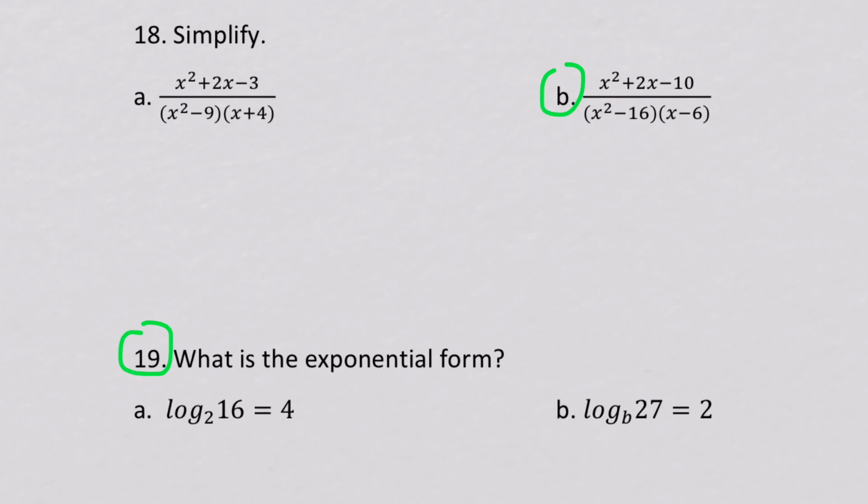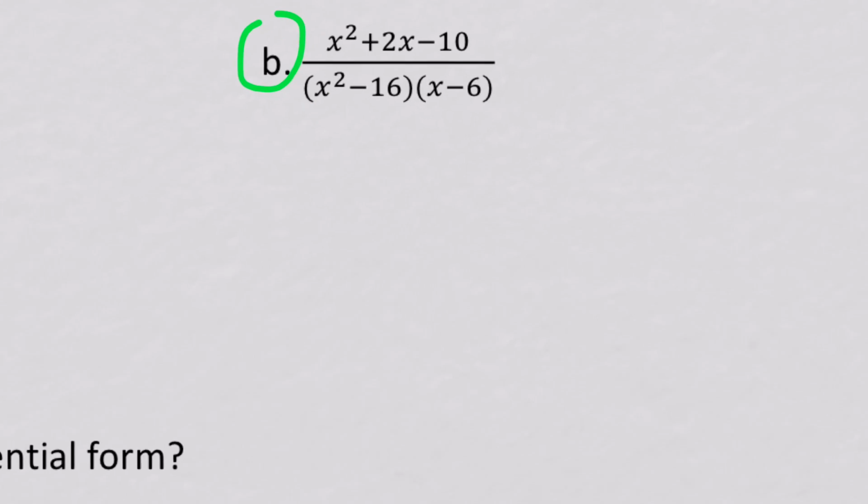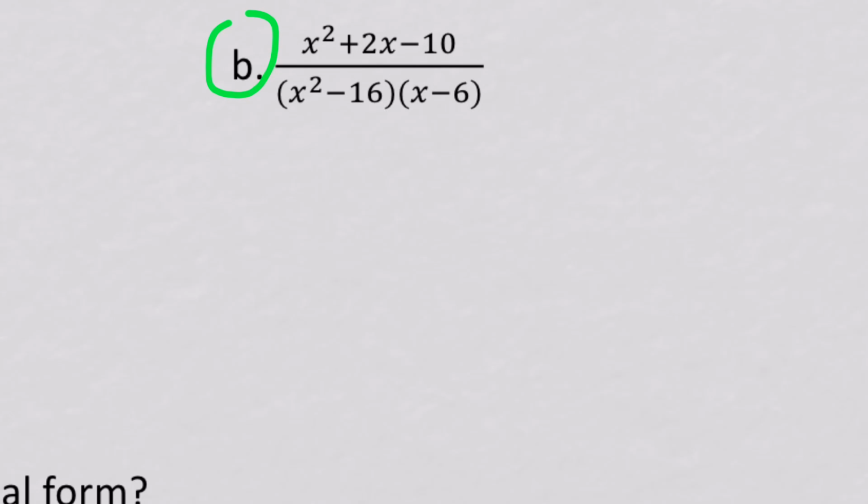Okay, the next one I'm going to do is number 18, part B, x squared plus 2x minus 10. Actually, we're going to switch that negative 10 to negative 24 because otherwise we can't really factor it or cancel anything. So turn that into a 24. So here you go, x squared plus 2x minus 24.